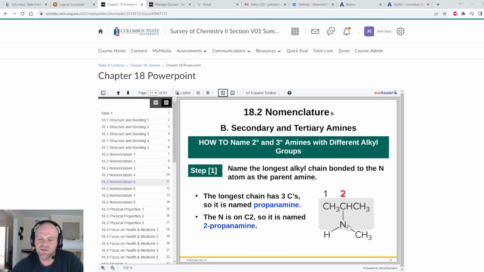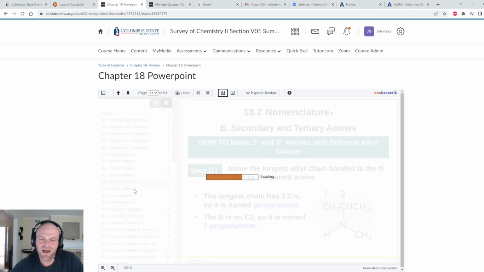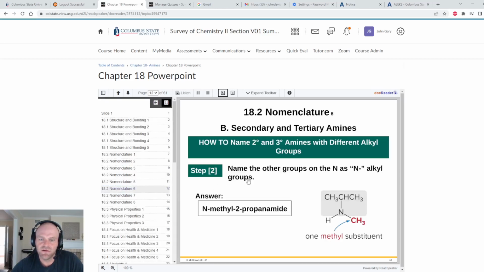And then I have to also mention this methyl group. And so the way you do that with an amine is to put it behind an N. Okay? So the other groups on the N are N-alkyl groups, we call it N-methyl 2-propanamide.